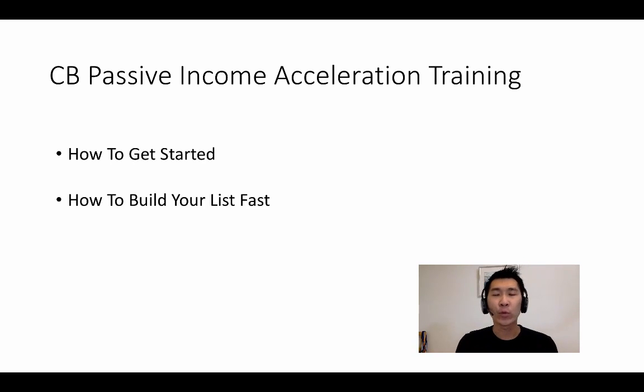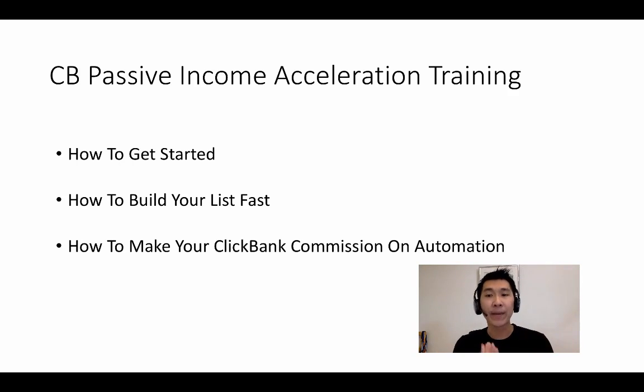The next thing I want to share with you is how to build your list fast. So you got started, and how do you start building your list? And after that, how to make your ClickBank commissions on automation. How can you start making money generating affiliate commissions from ClickBank on pure automation, where you don't even need to do anything but let the system take over from there? That's the beauty of this business, the entire system. It can actually automate for you, and it's working for you behind the scenes, right?